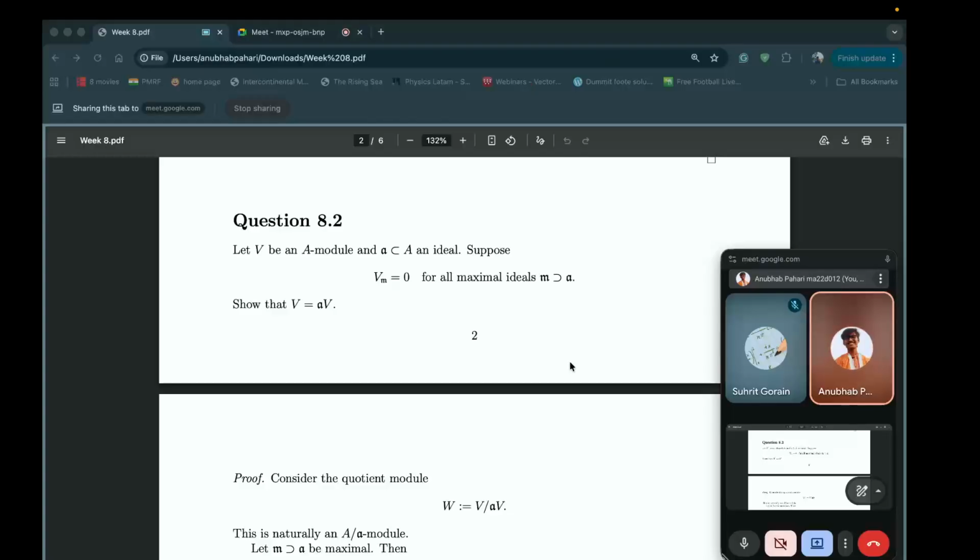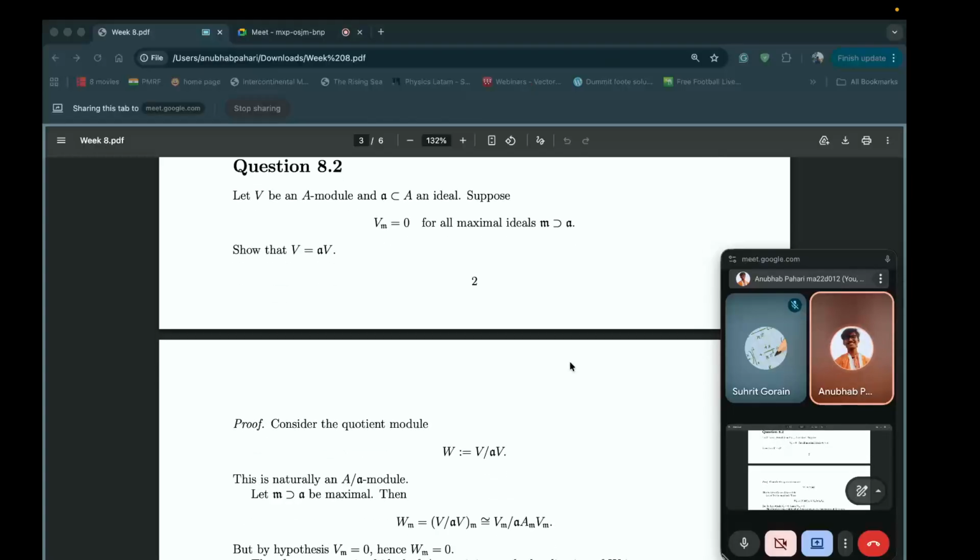Okay, so let us start discussing this. Our V is an A-module, and a is an ideal of A, and we are given that V_m is 0 for all maximal ideals containing a. Then we have to show that V equals aV.